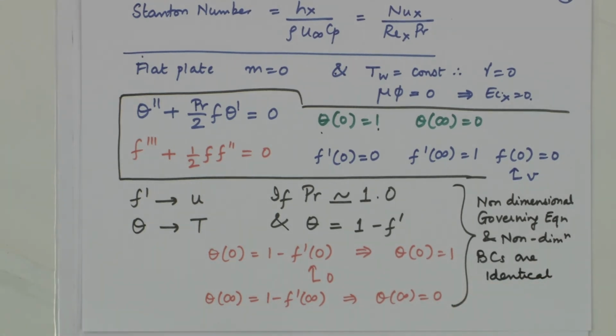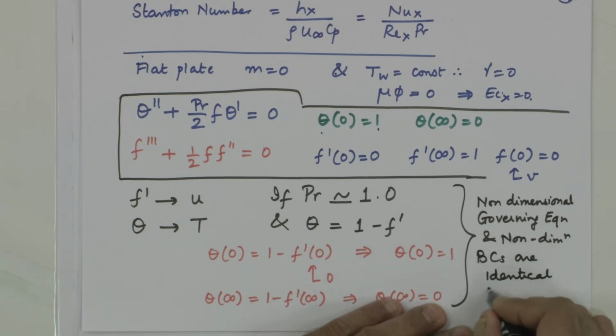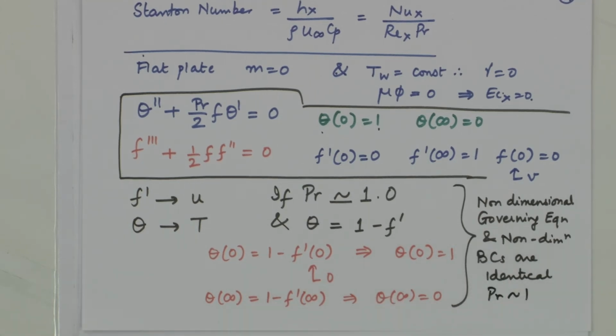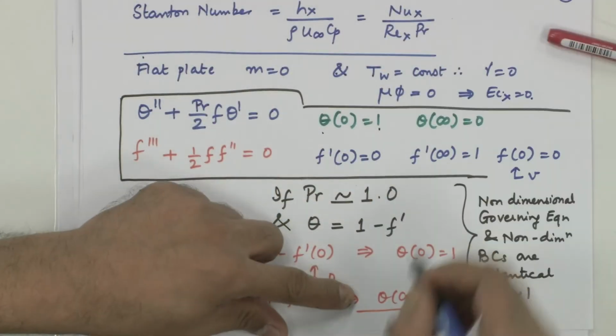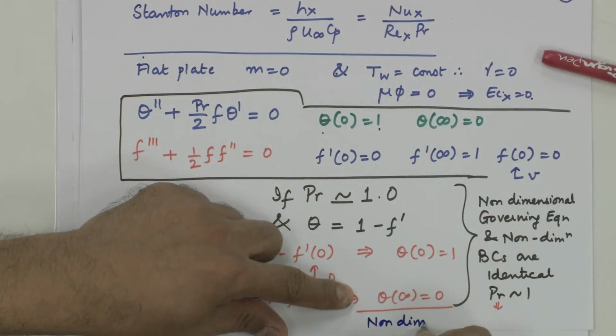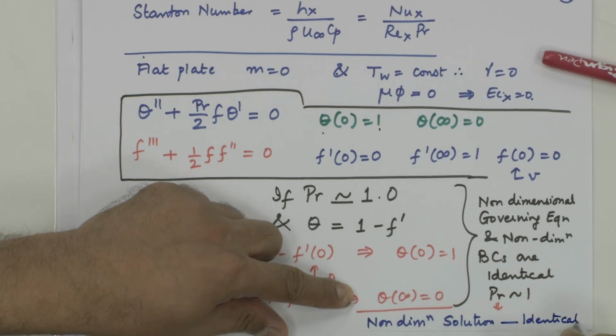If that be the case, can we say that for Prandtl number approximately equal to 1, the non-dimensional solutions are identical? If this is satisfied, this means the non-dimensional solutions are identical, because the non-dimensional governing equation and non-dimensional boundary conditions are the same. This is a very, very powerful tool, and this is called the Reynolds analogy.